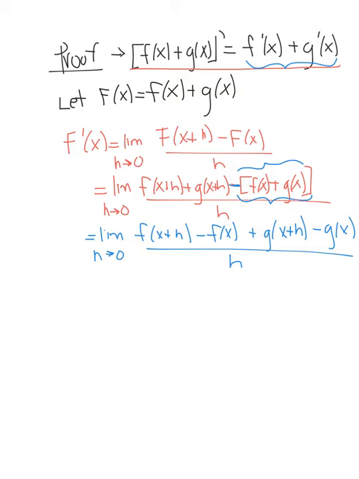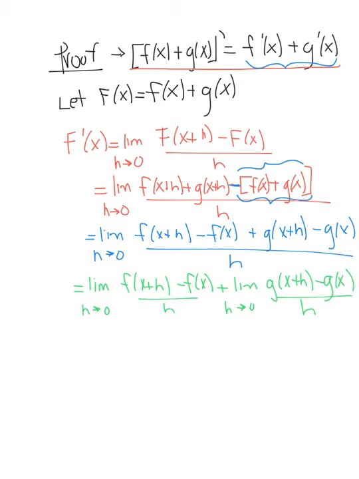Now, because we've already discussed limit rules, we know that we can take this limit now and break it up into two separate limits. So one limit that's only involving my f's and one limit that's only involving my g's. So what I have here is the limit as h approaches 0 of f of x plus h minus f of x divided by h, plus the limit as h approaches 0 of g of x plus h minus g of x divided by h.